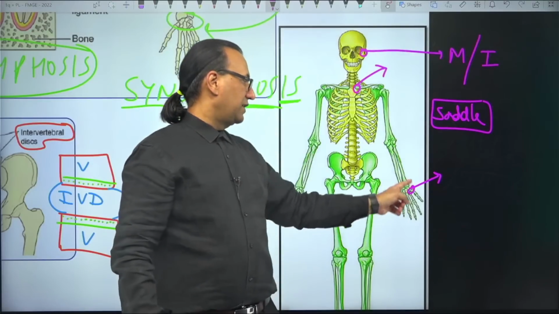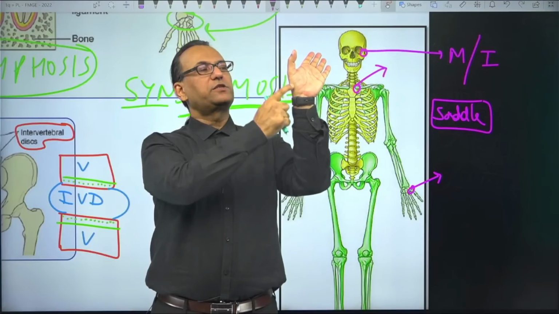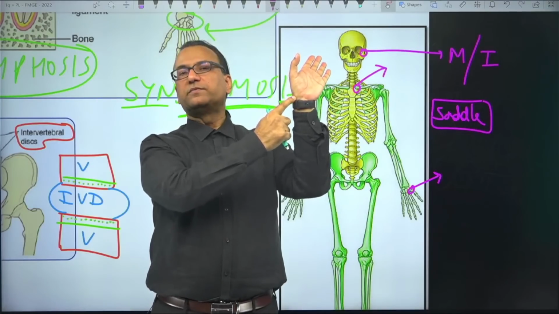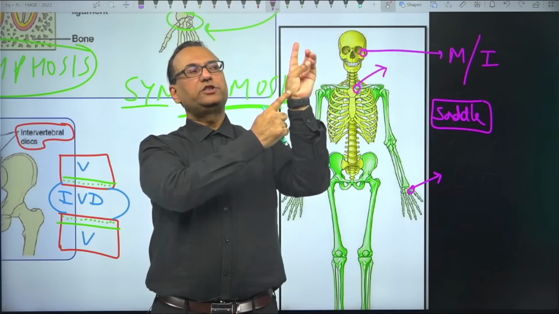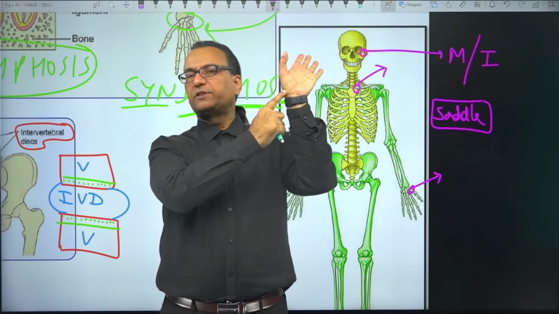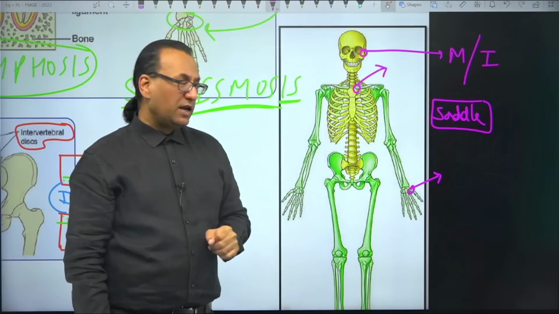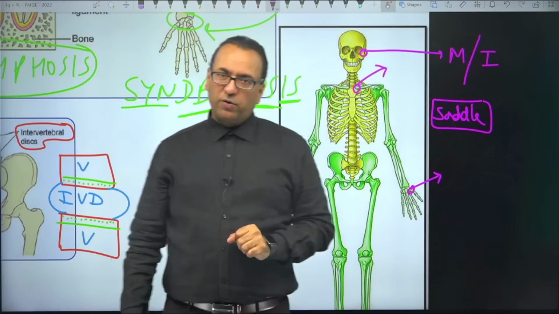And what is this example here? First carpo-metacarpal joint between the base of the first metacarpal and the trapezium bone. What is it doing? Thumb apposition. Counting the fingers. Thumb apposition mostly happens at the first carpo-metacarpal joint. Which type of joint is that? Saddle. Can you give one example of saddle in the lower limb?